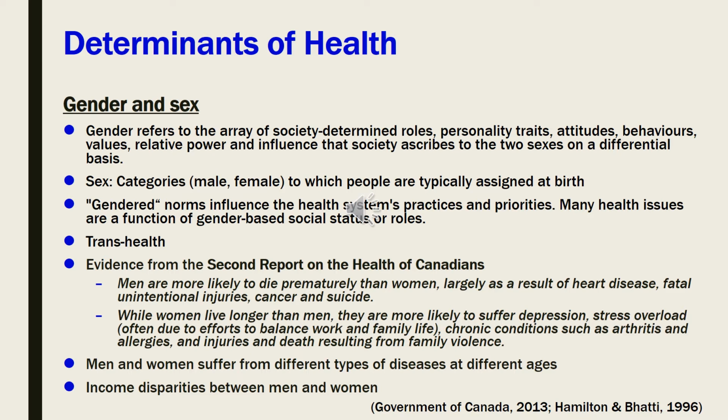Gender and sex are other determinants of health. Gender refers to social and cultural expectations of roles and presentation. For most people, their gender matches the sex they were assigned at birth. Others identify as being transgender or gender diverse. Sex refers to categories, male and female, to which people are typically assigned at birth and may appear on proof of identity documents unless a person has their documentation changed.